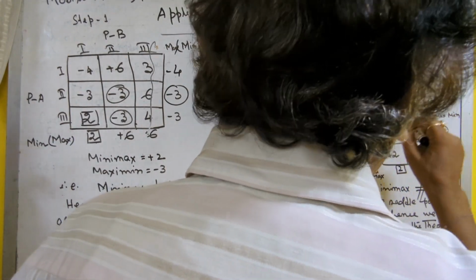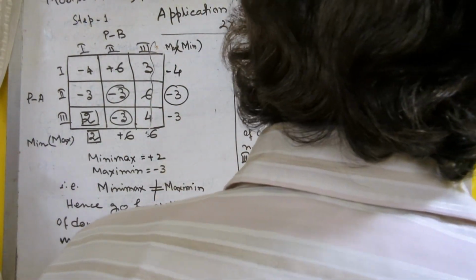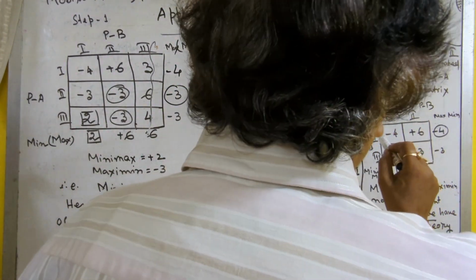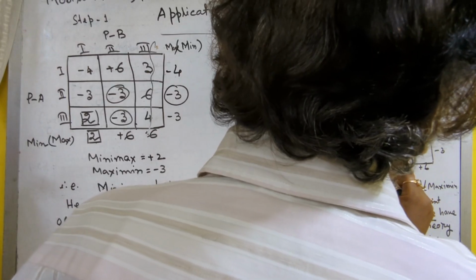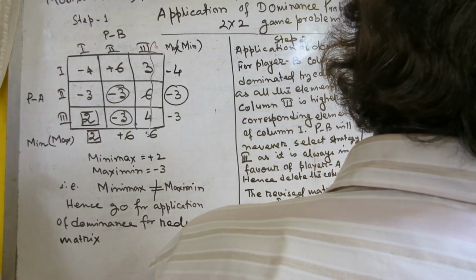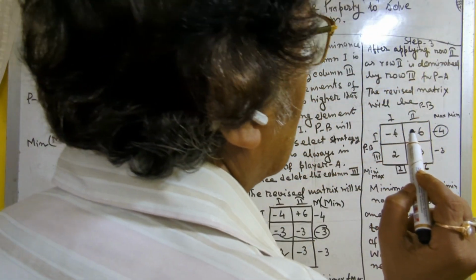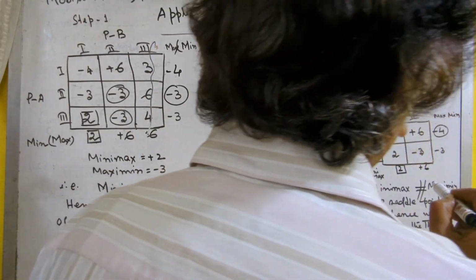And this is the reduced payoff matrix, in which for player A strategies 1 and 3 will be available, and for player B strategies 1 and 2 are available. Again we have to check whether a saddle point is available or not. If a saddle point exists, that is minimax is equal to maximin, then we will stop here and we will get the solution of the problem.